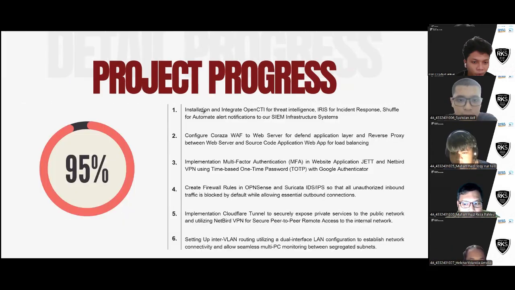Okay, next. For the project progress, so far we have completed several key implementations. We integrate OpenCTI, IRIS, and Shuffle to support threat intelligence, incident response, and security automation. Then we deploy Coraza WAF with Nginx reverse proxy that implements multi-factor authentication and configure OpenSense with Suricata IDS using a default endpoint site. We also deploy Cloudflare tunnel and network VPN for secure access and configure inter-VLAN routing to enable secure communication between network segmentation.